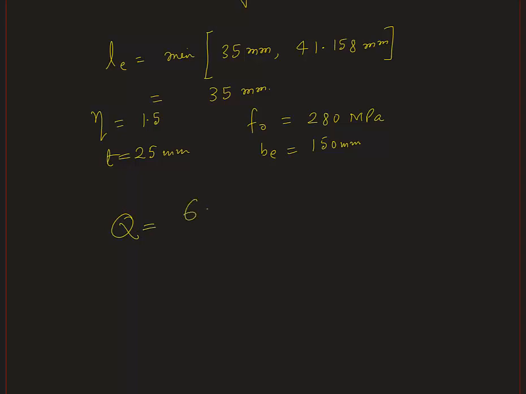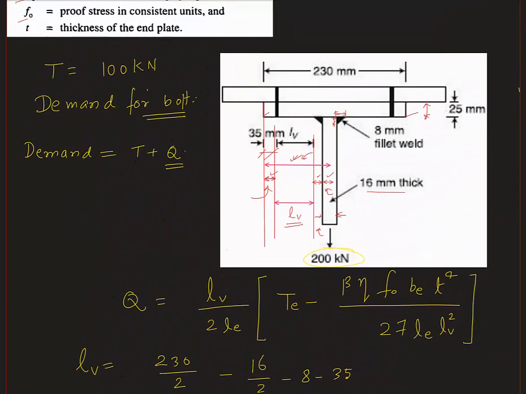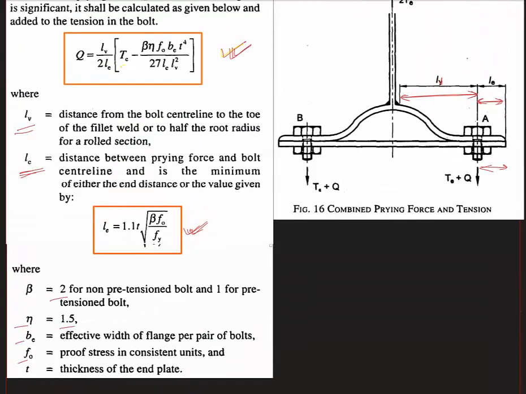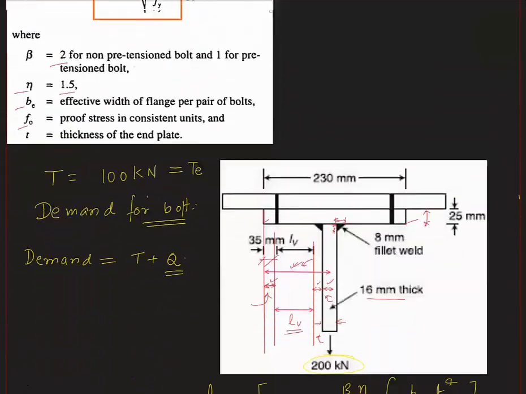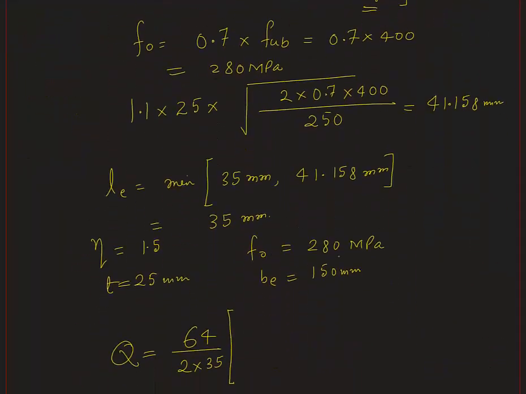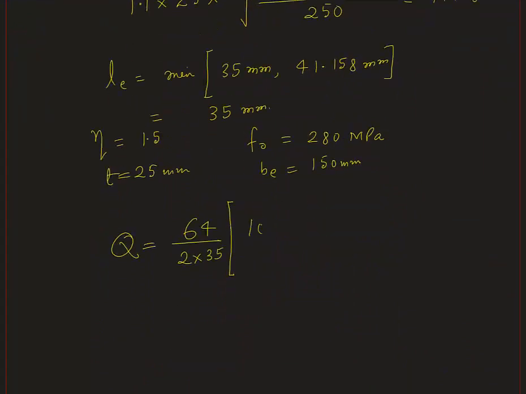So this is 64 divided by 2 into 35, and the next term is Te. Basically in our case Te is equal to T, that is 100 kilonewton. If you see the formula, Te is basically T, that is half of the applied force. So 200 divided by 2 is equal to 100 kilonewton. So this is 100 kilonewton.